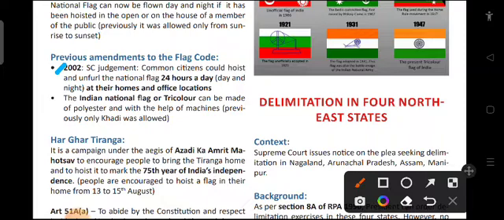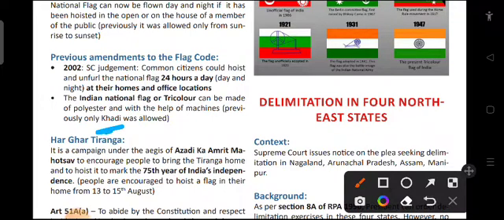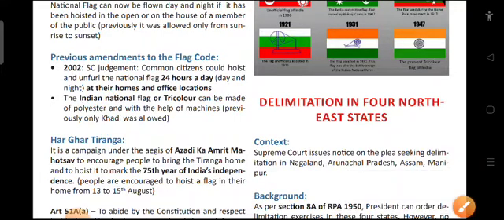Then the Indian national flag or tricolor can be made of polyester and with the help of machines. Previously only khadi was allowed. So only handmade khadi was allowed. Now the government has allowed even polyester and machine-made flags also.